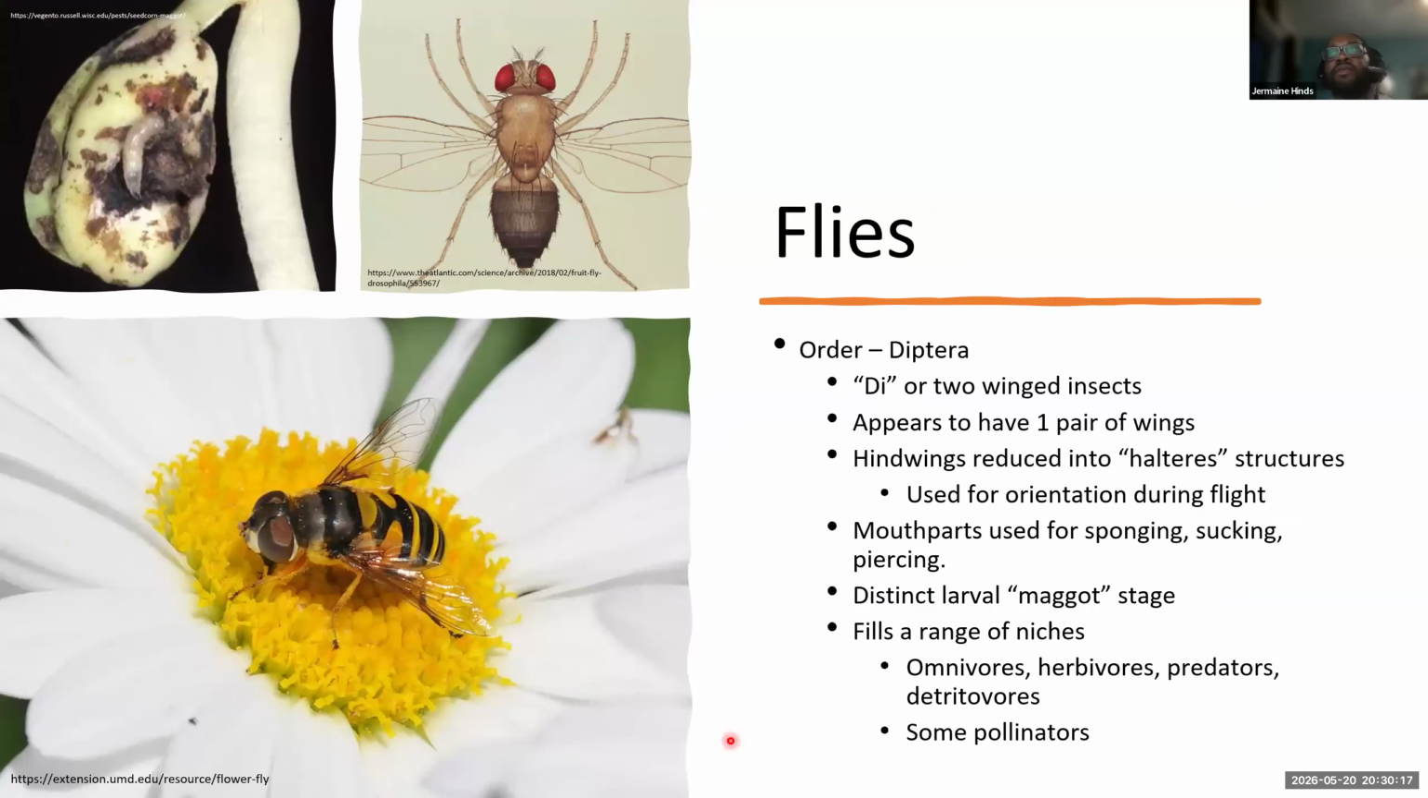You have your flies, those are your Diptera. So di means two, ptera means wing. So your two-winged insects. So many flies appear to have one pair of wings, but if you look closer, you usually see a second reduced pair, and these are often for orientation and navigation.